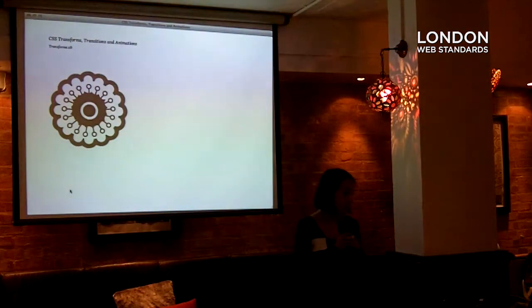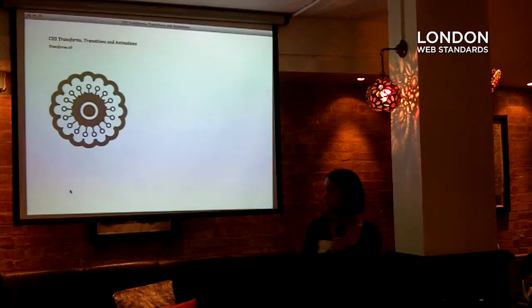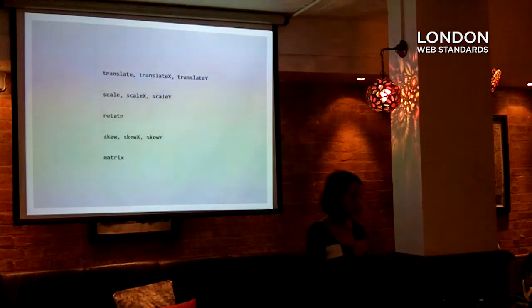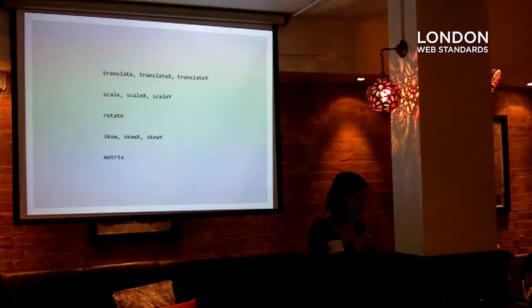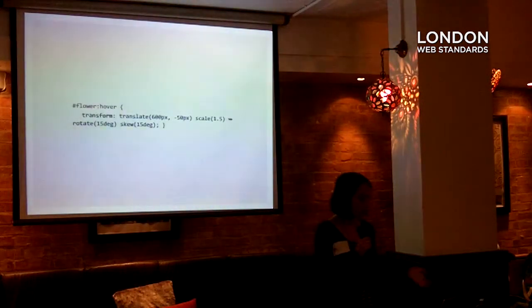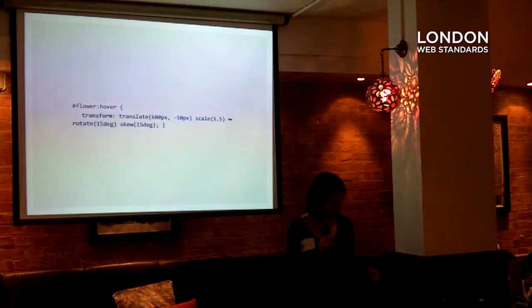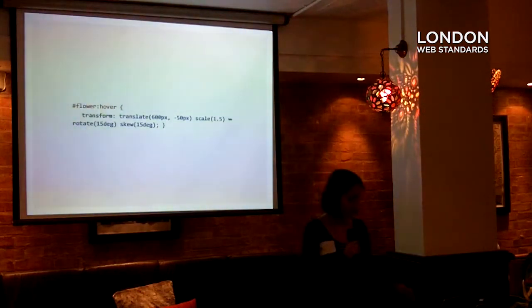So there are a few transform functions available. These should be quite self-explanatory. So translate will move an object. You can move it on the x-axis or on the y-axis, and the same for the others. And if you were wondering, I don't think anyone really knows what matrix does. So we can combine different transforms in one. Here we are moving, scaling, rotating, and skewing the flower at the same time.